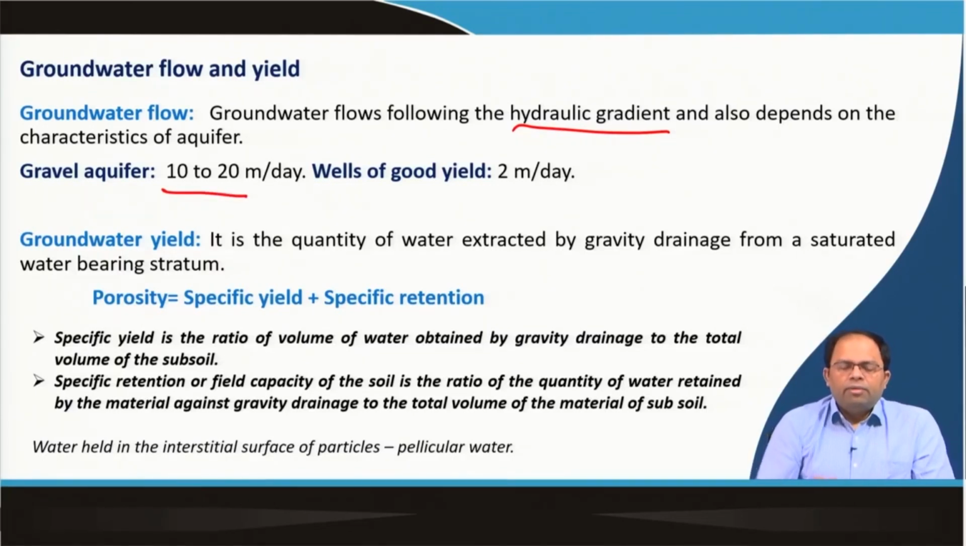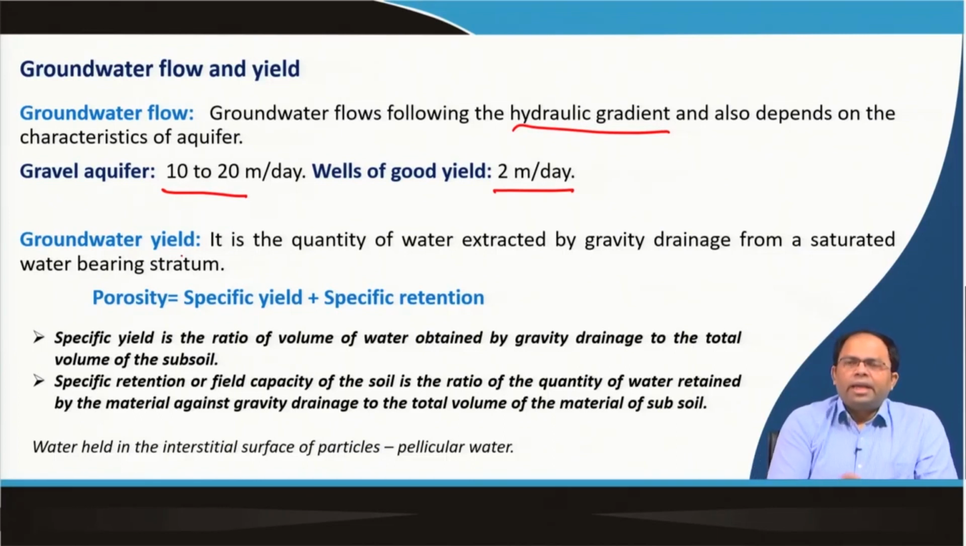So, we usually find in gravel aquifers the flow is around 10 to 20 meters per day, whereas in wells of good yield it is around 2 meters per day. So, in normal wells we find the rate of flow is 2 meters per day, whereas in gravel aquifers it is around 10 to 20 meters per day. That is the flow of groundwater inside these aquifers.